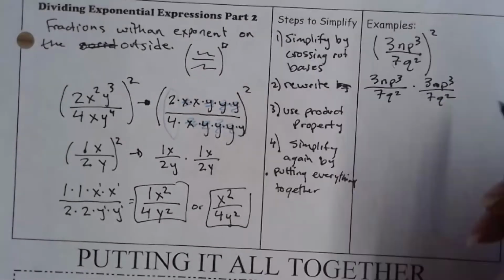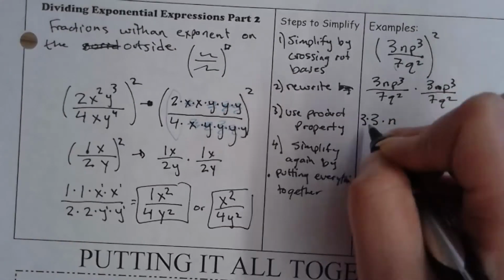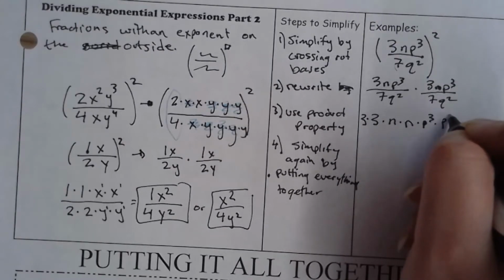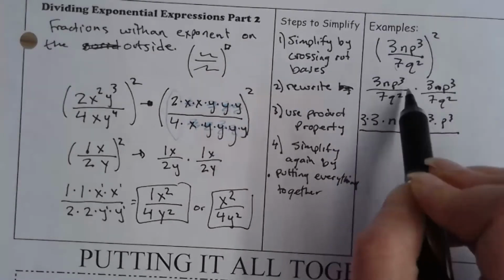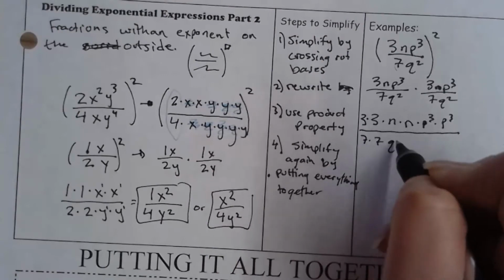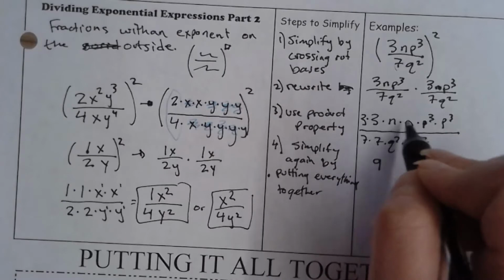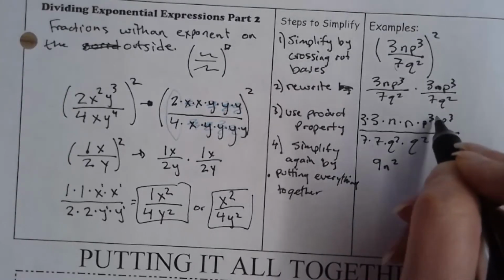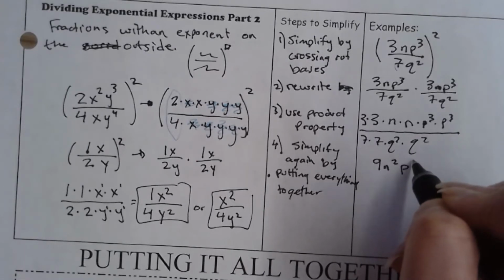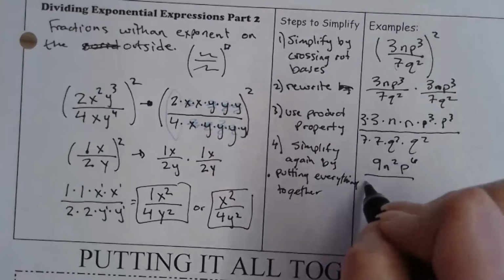Okay, I'm going to rewrite this again. 3 times 3 times n times n times p cubed times p cubed, all over 7 times 7 times q squared times q squared. When we multiply fractions, it's straight across. 3 times 3 is 9. N times n is n squared. P cubed times p cubed, that's 3 plus 3, is p to the 6. Remember, we add those. Over 7 times 7 is 49.